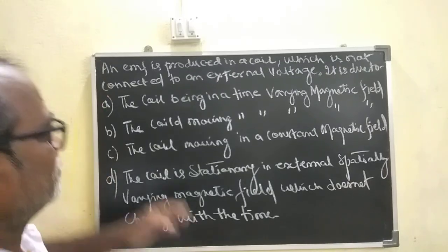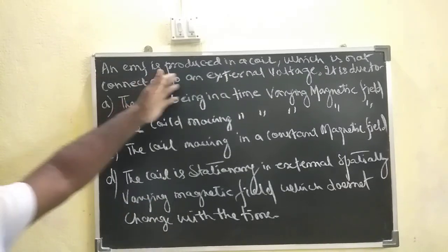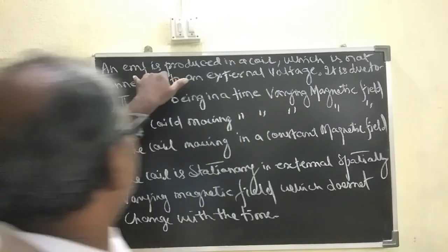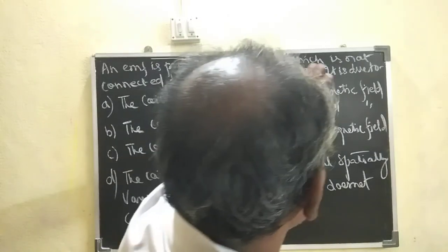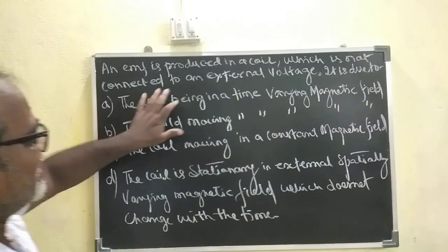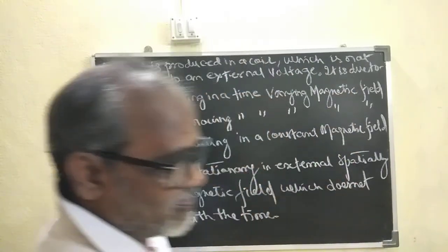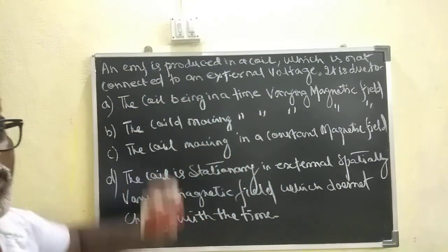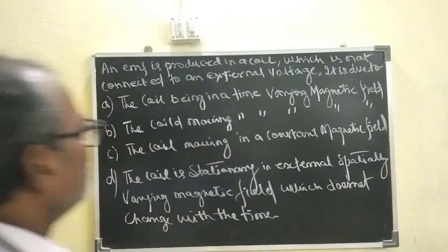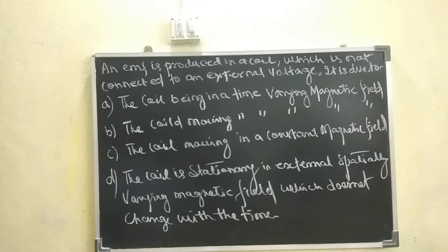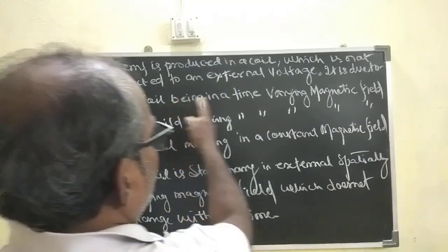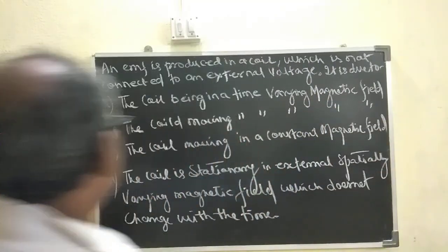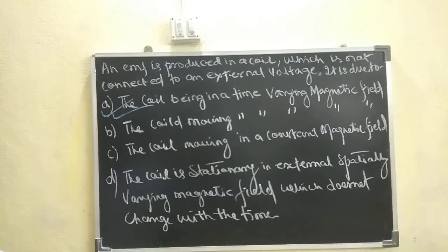So this is one more question from class 12. An EMF is produced in a coil, एक EMF produce हो रहा है coil में, which is not connected to an external voltage. It is due to, why is it due to? Actually this is the phenomenon of electromagnetic induction. So यहाँ पर magnetic flux तैयार होती है, तो यहाँ से हम देख सकते हैं the coil being in a time varying magnetic field. So this option has to be correct.